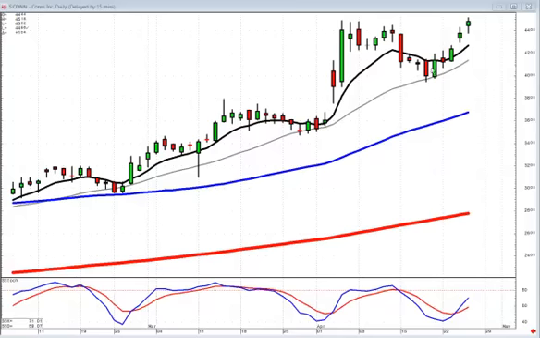Now, each piece of this analysis is based upon what the signals were telling us and what the indicators were showing as far as resistance and support, just adding a high degree of probability that you're going to be in the right trade at the right time.